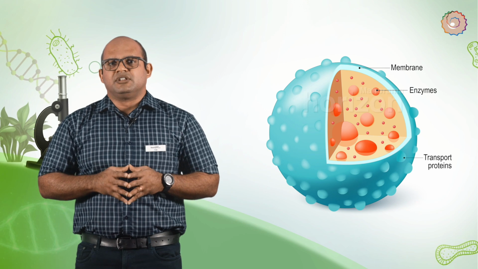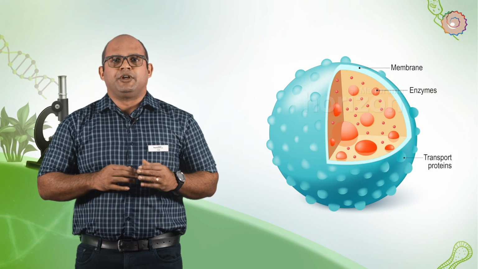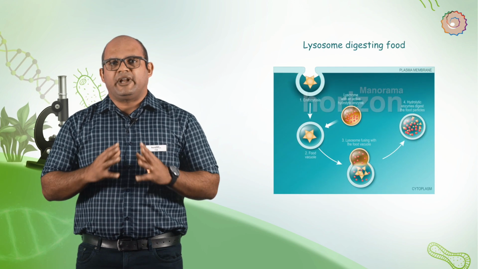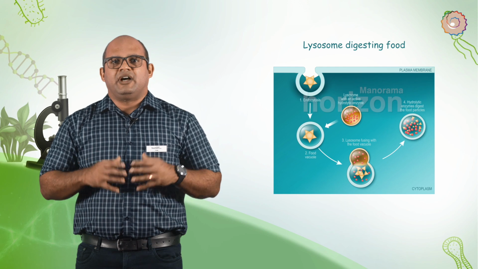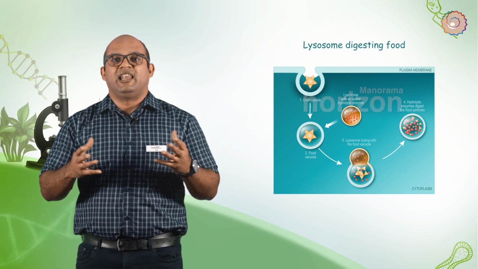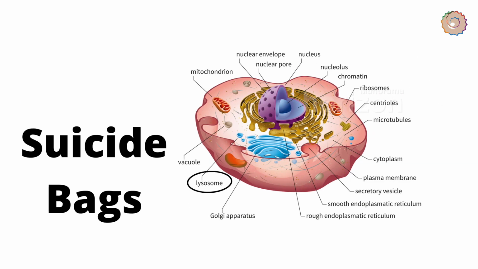Lysosomes are structures which contain powerful enzymes synthesized in the endoplasmic reticulum. They are used for engulfing and digesting food particles, a process that requires enzymes and is called lysis, hence the name lysosome. If accidentally ruptured or broken, they can cause the cell to be digested and destroyed from the inside, which is why they also have another name. They are called the suicide bags of the cell.